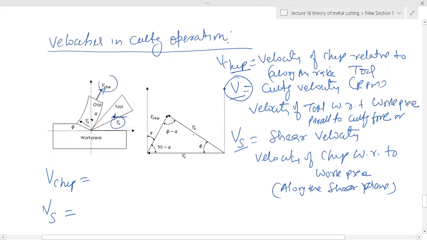So I have drawn the velocity triangle, with three velocities, where V chip is this. This is the direction, so this is alpha. It is along the rake surface, so it makes angle alpha. Vs is your shear velocity. It is along the shear plane, and it makes angle phi. Then this angle is alpha, so this will be 90 degrees minus alpha, and finally this angle will be phi minus alpha.